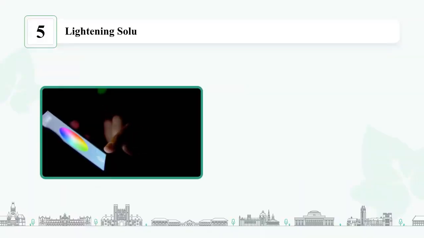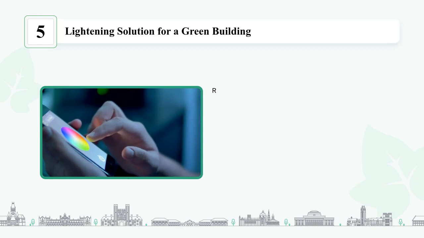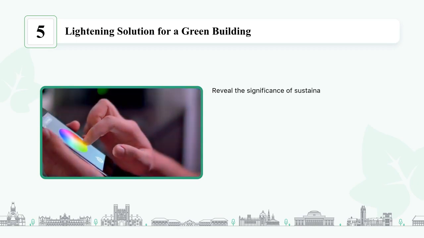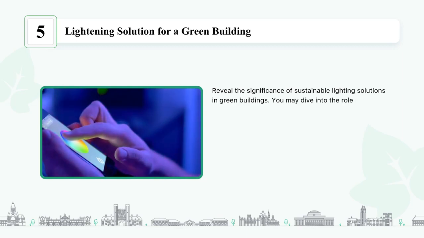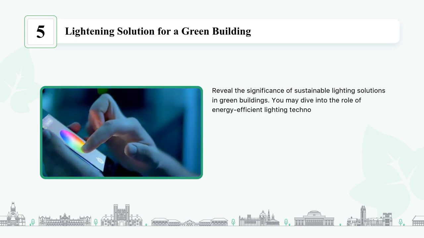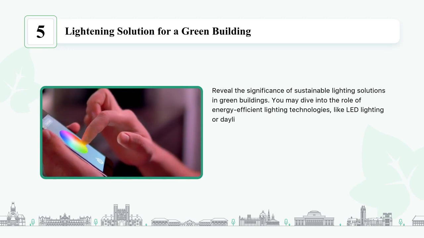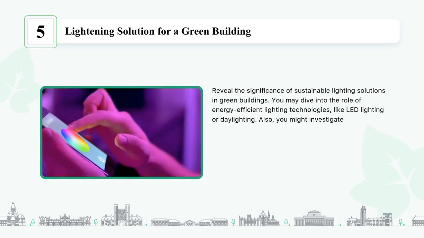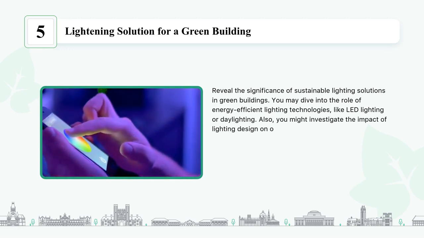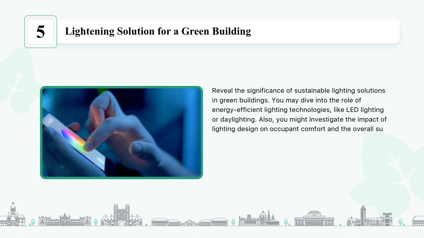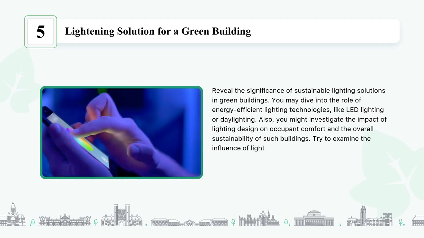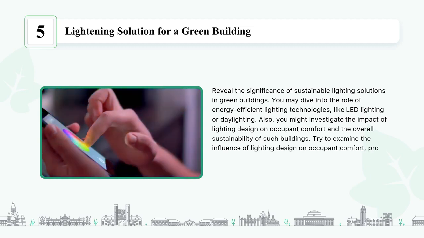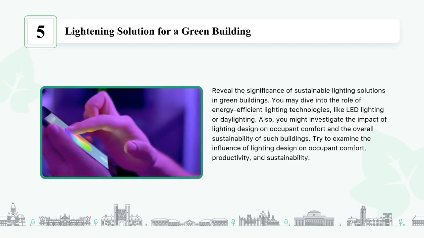Lighting solution for green building. Reveal the significance of sustainable lighting solutions in green buildings. You may dive into the role of energy-efficient lighting technologies like LED lighting or daylighting. Also, you might investigate the impact of lighting design on occupant comfort and the overall sustainability of such buildings. Try to examine the influence of lighting design on occupant comfort, productivity, and sustainability.